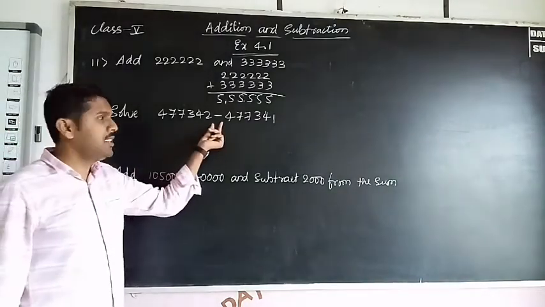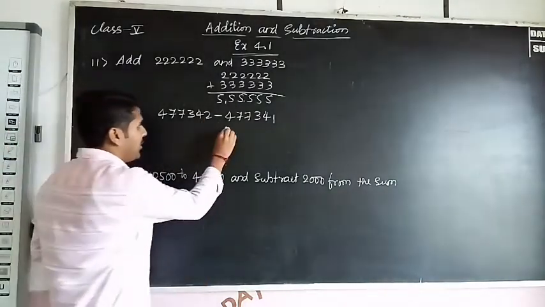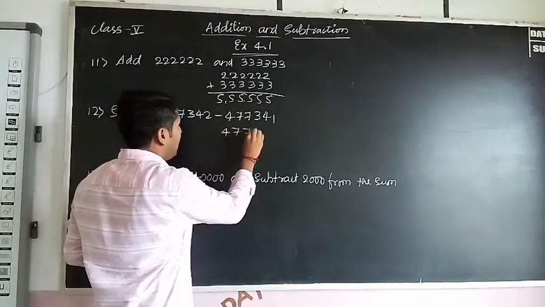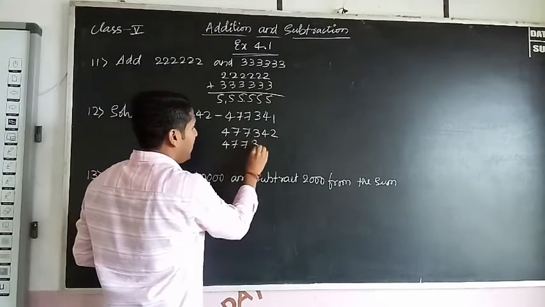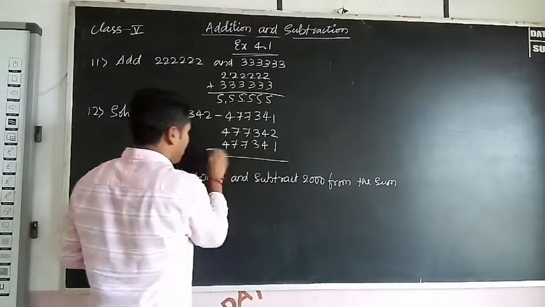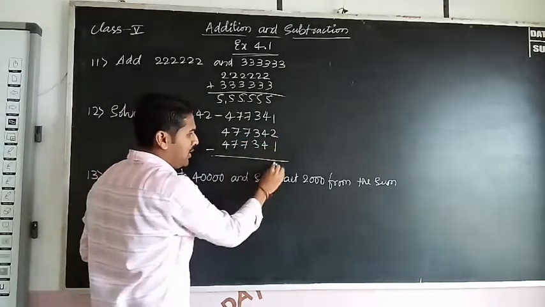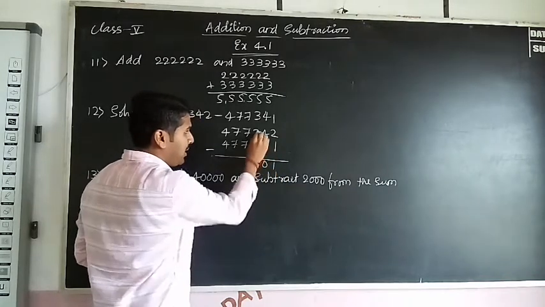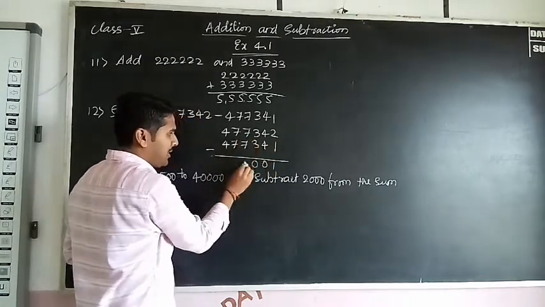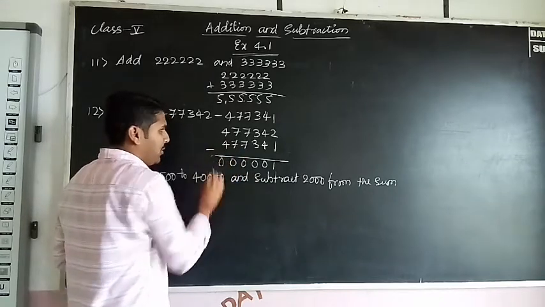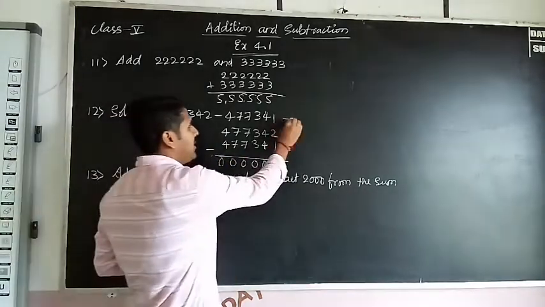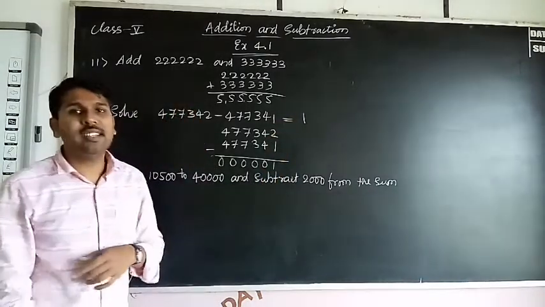So next 12th one. Solve means here subtraction. Then subtract it. So number 477342 and 477341. So subtract it. 2 minus 1, 1. 4 minus 4, 0. 3 minus 3, 0. 7 minus 7, 0. 7 minus 7, 0. 4 minus 4, 0. So what is the answer? Answer is 1.